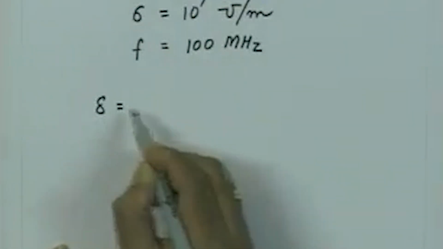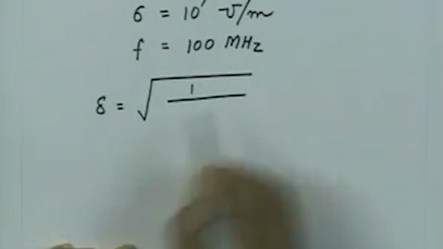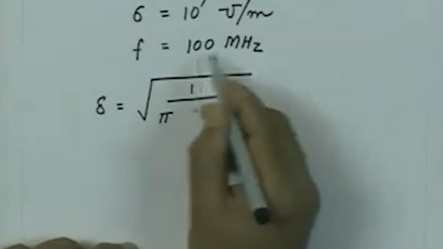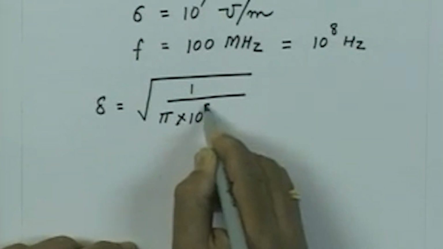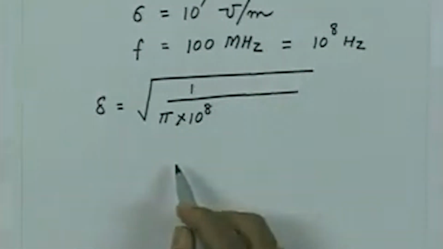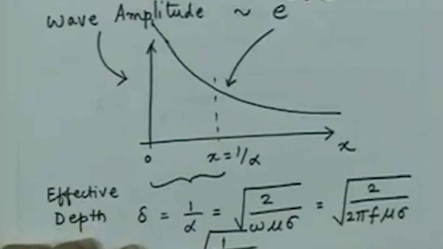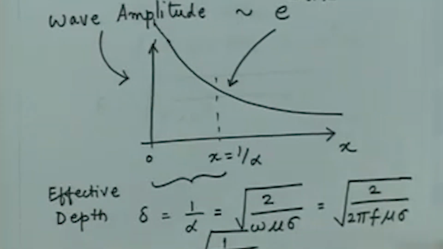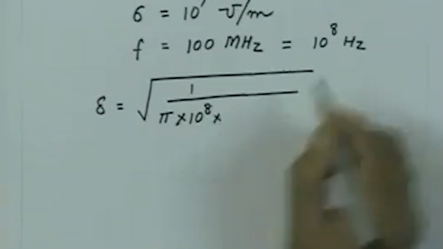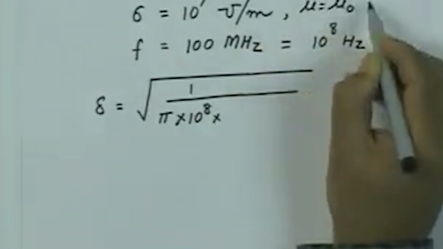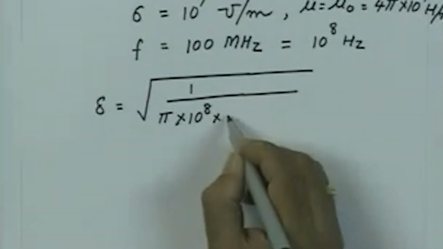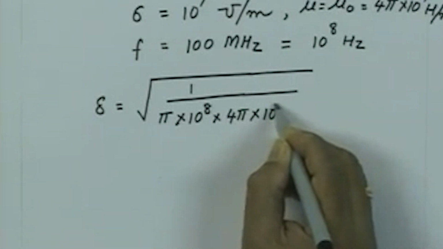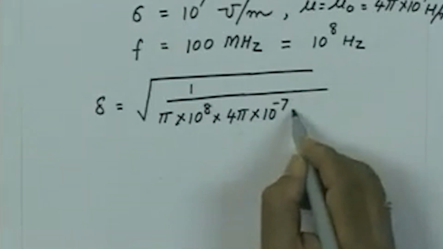Now, from here if I substitute for this effective depth delta, I get delta is equal to the square root of 1 upon pi into frequency, which is 100 megahertz, so 10 to the power 8 hertz, into mu. Let us assume that the permeability of this medium is the same as free space, so mu is equal to mu 0, which is 4 pi into 10 to the power minus 7 Henry per meter. So, I can write here 4 pi into 10 to the power minus 7 multiplied by sigma, which is 10 to the power 7.